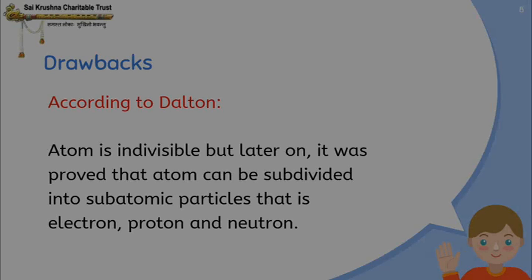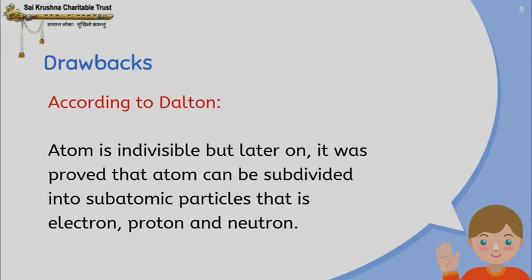So there are a few drawbacks in Dalton's atomic theory. According to Dalton, the atom is indivisible, right? We have already studied this, which means you cannot divide an atom. But later on what happened? It was proved that an atom can be subdivided into subatomic particles, that is electron, proton and neutron. Other than these, there are about 35 particles which have been found, whereas the basic fundamental particles of an atom are only these three: electron, proton and neutron.